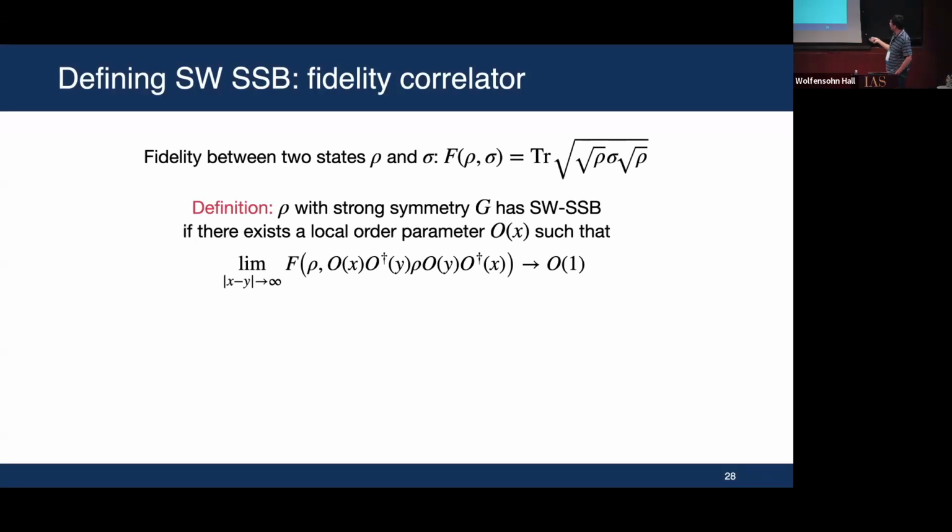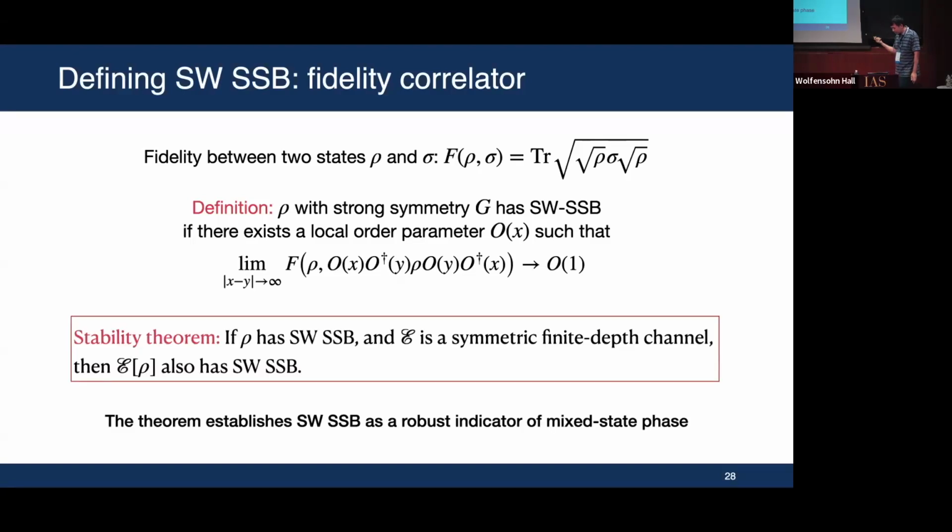And here, the definition is we'll define this correlation function. It's not the usual correlation function, so we call it the fidelity correlator. If you have this fidelity correlator between rho and this other state obtained by inserting some symmetry charges at two different locations, and if that correlator goes to a constant independent of x and y when these 2 points are far apart, this is mimicking the usual definition of long-range order, then we say the state has strong to weak symmetry breaking.